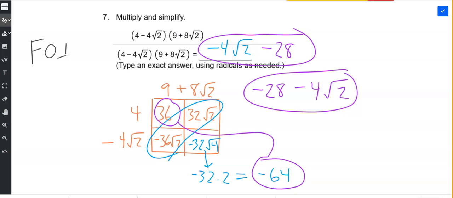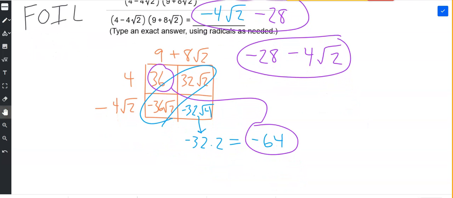Now, remember, FOIL can be done, I can think of 3 different ways you could do it. Now, you can see I demonstrated it with the box, okay? And some of you hate the box. There's nothing magical about the box other than the fact it helps you organize your information.